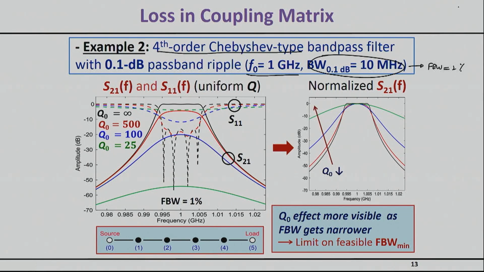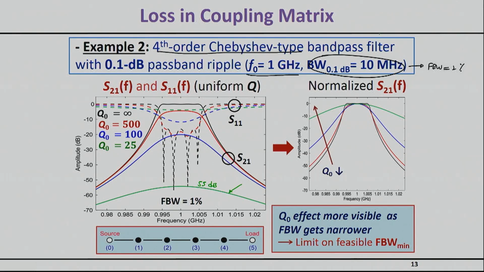For example, look at the green line that represents the Q of 25. Before we had about 10 dB. Now we have about 55 dB of insertion loss. Practically non-existent, right? Practically the filter is non-existent. It doesn't make any sense except that it attenuates things.